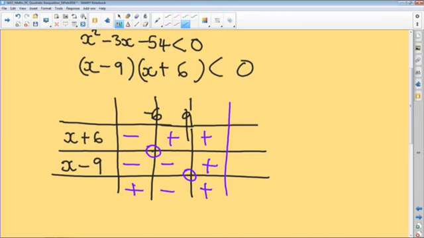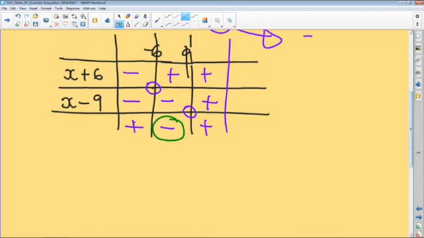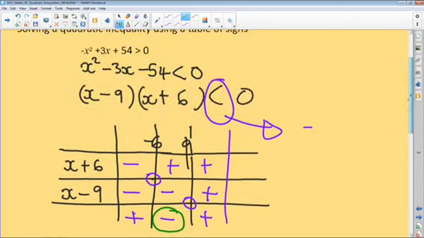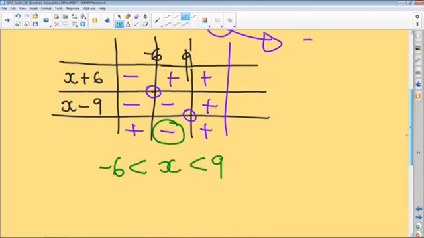Now, guys, again, you come back here, right? Less than, it's a minus, okay? We're looking for a minus. If I find my minus, it's in the middle, right? So I'm reading off my solution. x is between minus 6 and 9, okay? Now, we check that is our solution.